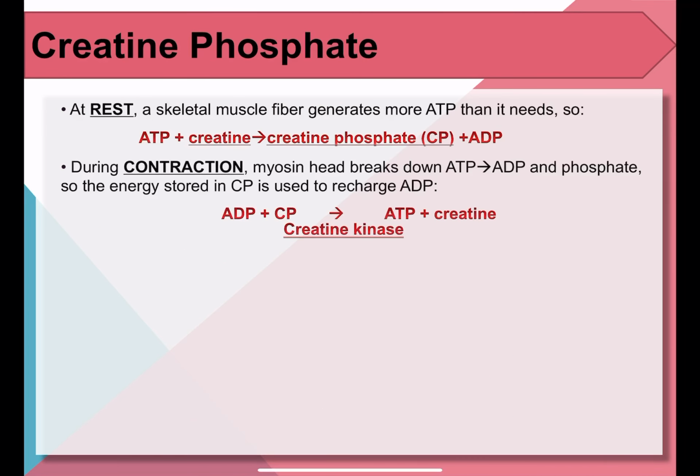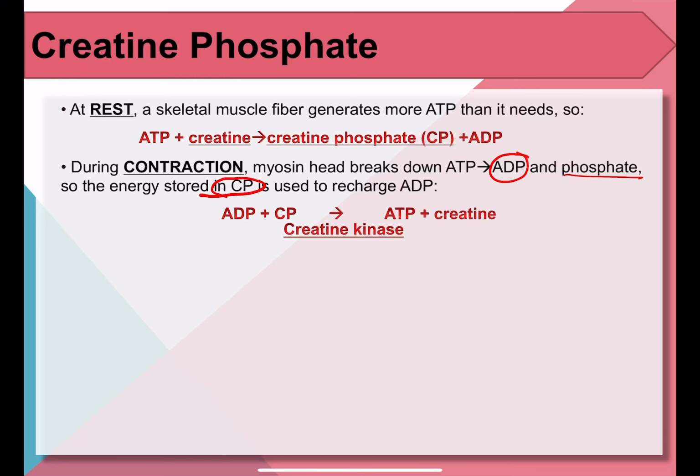And creatine phosphate is just kind of like a little storage box for your extra phosphate group. And when you're ready to use it, it gives up that phosphate group back to your ADP molecules to make ATP. So during muscle contraction, the myosin head will hydrolyze ATP into ADP and inorganic phosphate. So the energy stored in creatine phosphate can be used to recharge those ADP molecules.